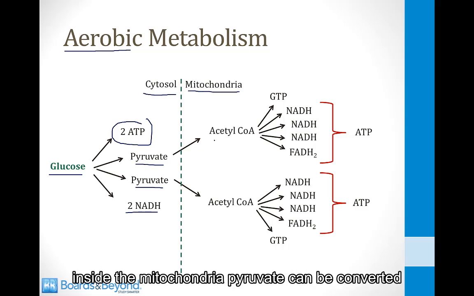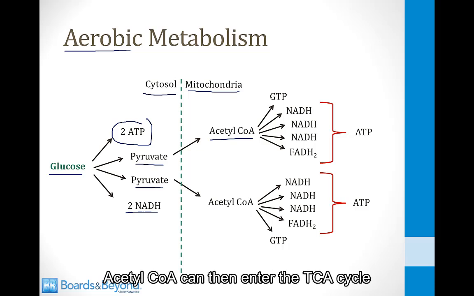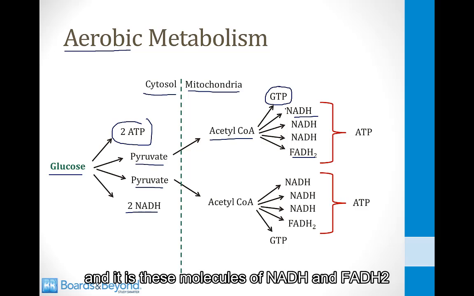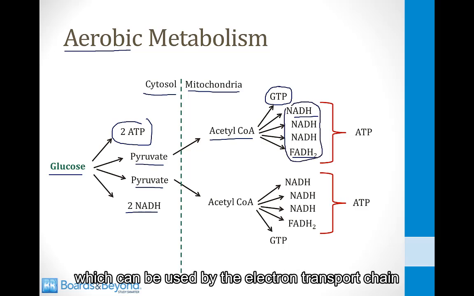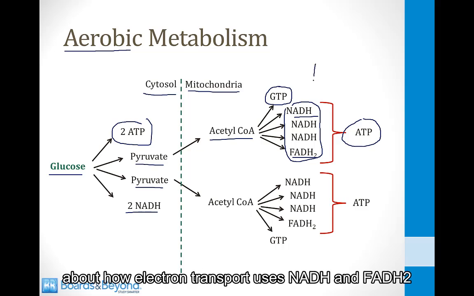Inside the mitochondria, pyruvate can be converted to acetyl-CoA. Acetyl-CoA can then enter the TCA cycle and be converted to GTP and also NADH and FADH2. And it is these molecules of NADH and FADH2 which can be used by the electron transport chain to generate ATP. Now in this module, we will talk about how electron transport uses NADH and FADH2 to generate ATP.